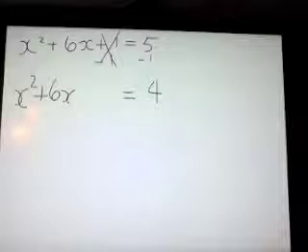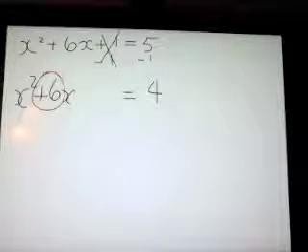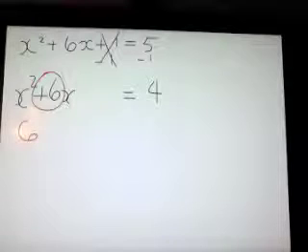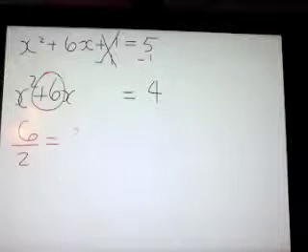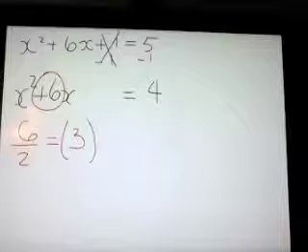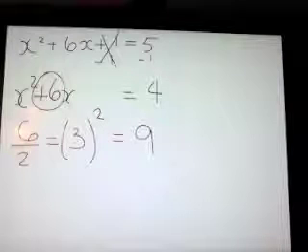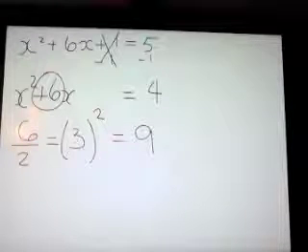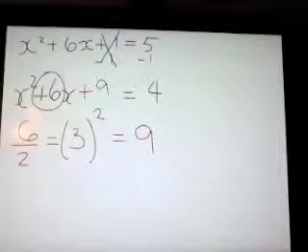Here's the purpose. You're going to take this number right there, not the variable, that number, in this case it's 6, and you're going to divide it by 2. In this case it equals 3. And you're going to take that number and square it. In this case it is 9. Now if you remember the rules of algebra, what you add to one side, you have to add to the other.